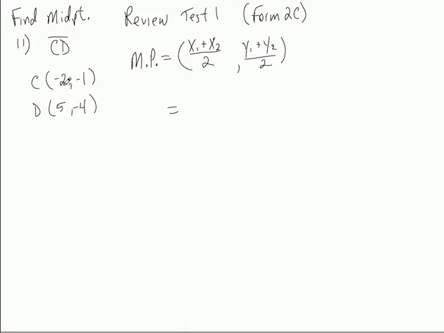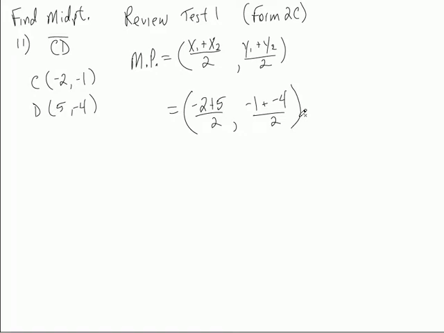x1 plus x2. Here are my x's right here. Just add them up. Actually, it doesn't even matter what order you add them up. Just add up the x's. -2 plus 5. -2 plus 5. And you put it over 2. Put a comma in between and put it in parentheses. Let's do the y's. Add those up. -1 plus -4. Divide that by 2.